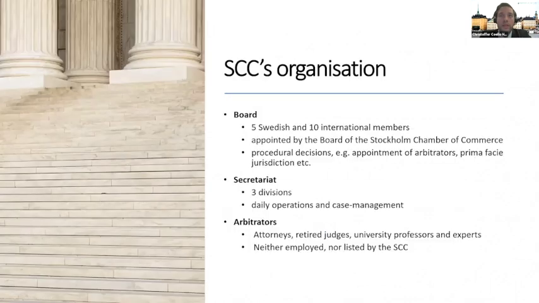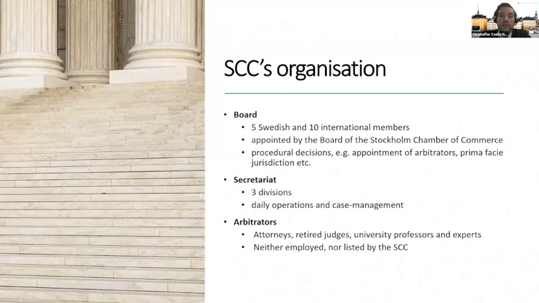So proceeding then to the organization of SCC, I thought that this was a relevant slide to include because different arbitral institutions do have different organizational structures, which governs how cases are administrated and how decisions are made in those cases. I will therefore say a few words regarding the SCC and the different actors that play a part within the SCC organization.